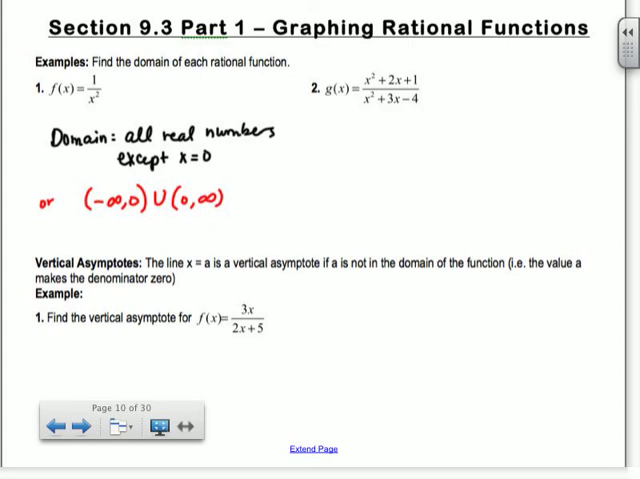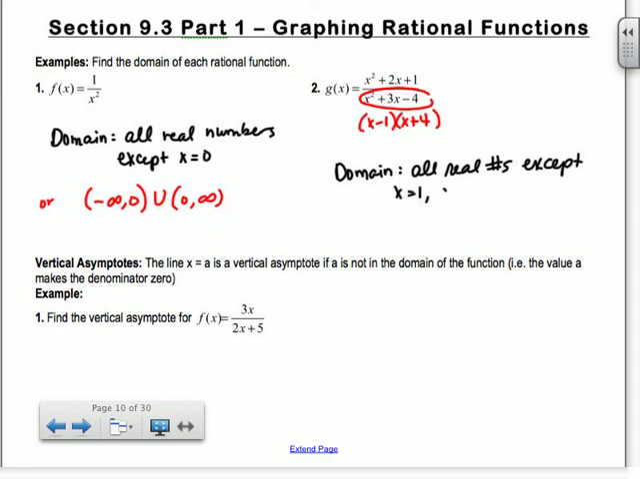All right, so number 2. So looking at this denominator, I would have x minus 1 and x plus 4 when it factors. So what's my domain for this one? Everything but 1 and negative 1, right? So domain, all real numbers except x equals 1 and, oh, I said negative 1, didn't I? X equals negative 4. So x equals 1 and x equals negative 4.